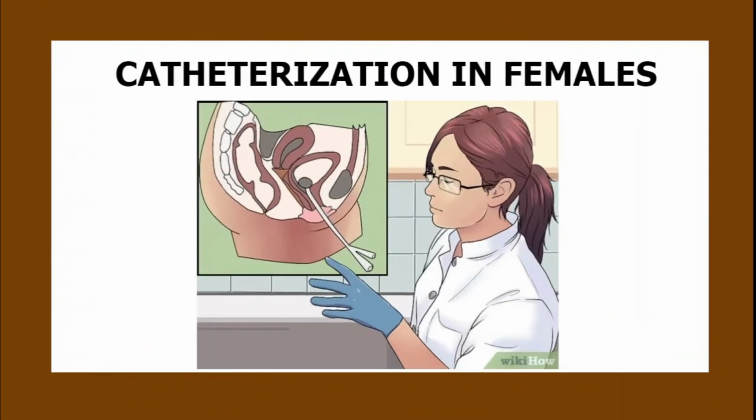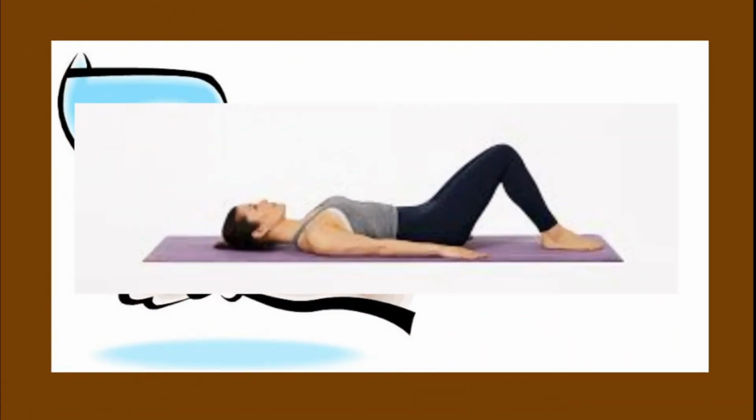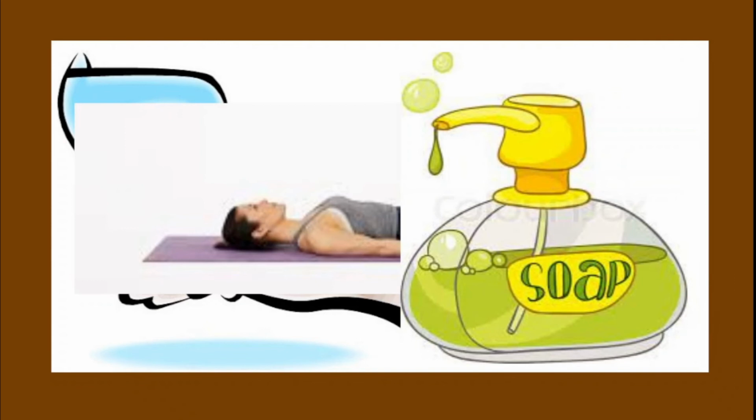Next we go to the catheterization in females. First is perform hand hygiene. You have to give proper supine position with knees bent and hips flexed. You have to clean the genital area with soap and water, which is normal soap and water, because this is not an aseptic method which you are going through. This is just the first stage of catheterization.